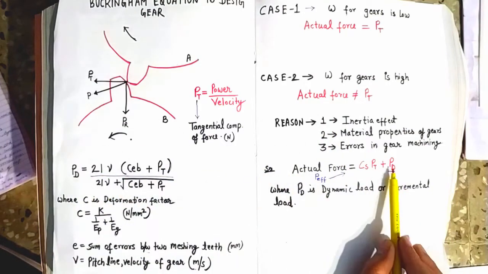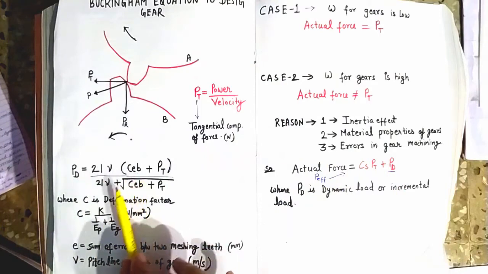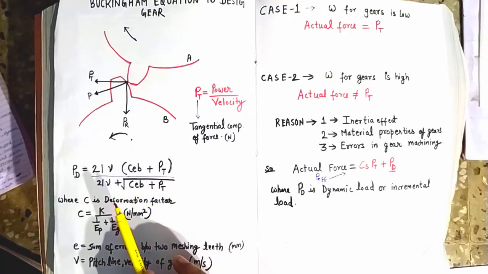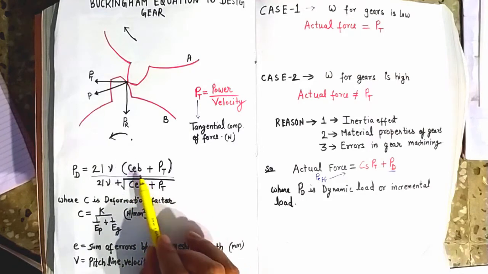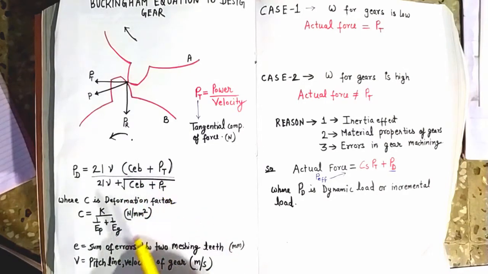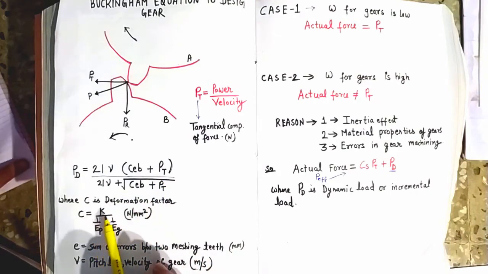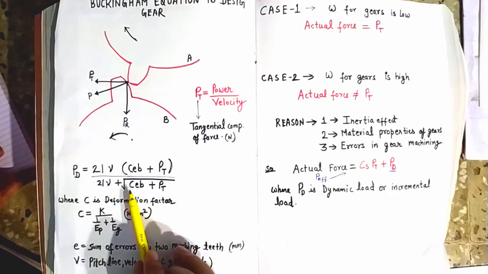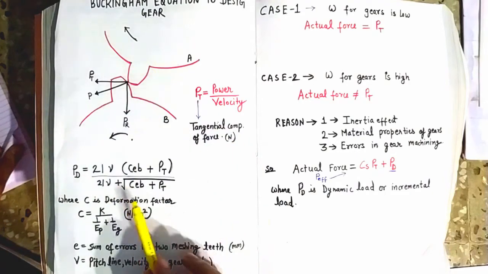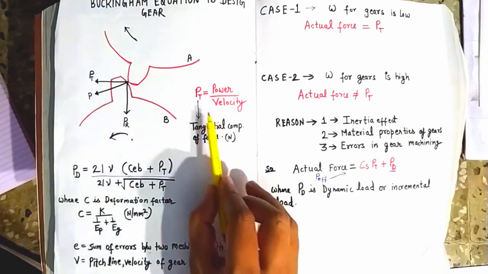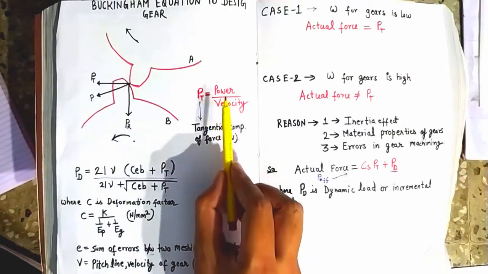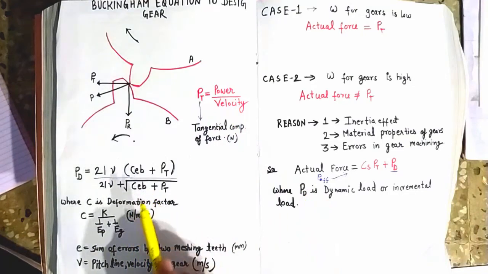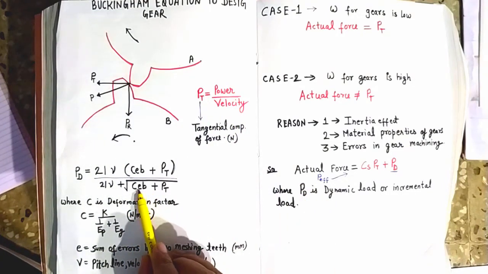Now friends, this dynamic load PD is given by Buckingham using this formula. This is called the Buckingham equation. This dynamic load or incremental load PD is equal to 21V, where V is the pitch line velocity in meters per second. C is a constant called the deformation factor, and K is a constant. E is the error in the gear machining, B is the face width of the gears, and PT is the tangential component of the force, which is given by power divided by velocity, that is, the power being transmitted between these two gears divided by the pitch line velocity of either of the gears. And E is the sum of the error between the two mating teeth in mm.